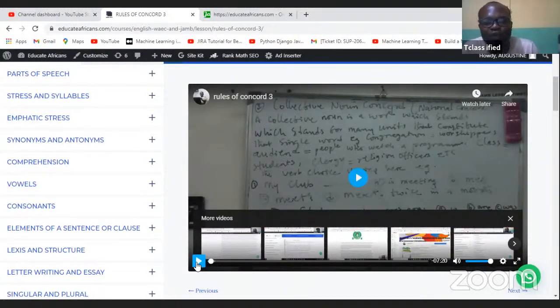A collective noun is a word which stands for many units that constitute it. Take for instance, when you say congregation, congregation stands for worshippers. Plenty of people in the church, they call them congregation. Audience stands for people that are listening to a program. Class stands for students. Plenty of students form a class. Clergy, plenty of religious officers form a clergy. So these are all called collective nouns.